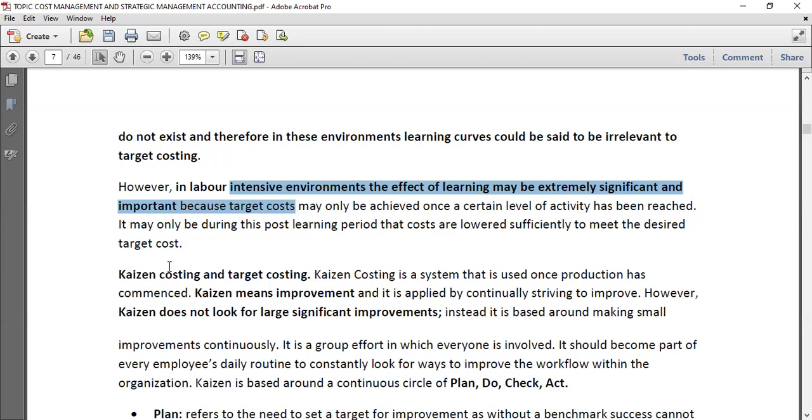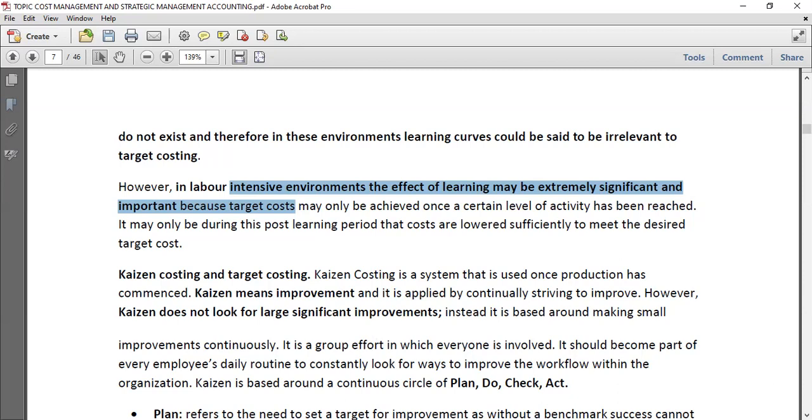In comparison of the two, Kaizen and target costing, the word Kaizen means improvement. Kaizen looks at continuous striving to improve. However, you know that target costing is at the start of the production process. It's not later on. So that one you should be able to know.